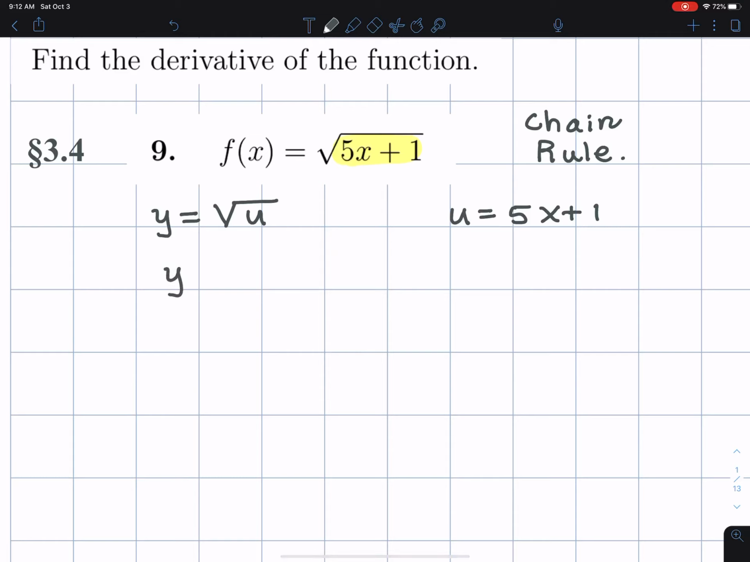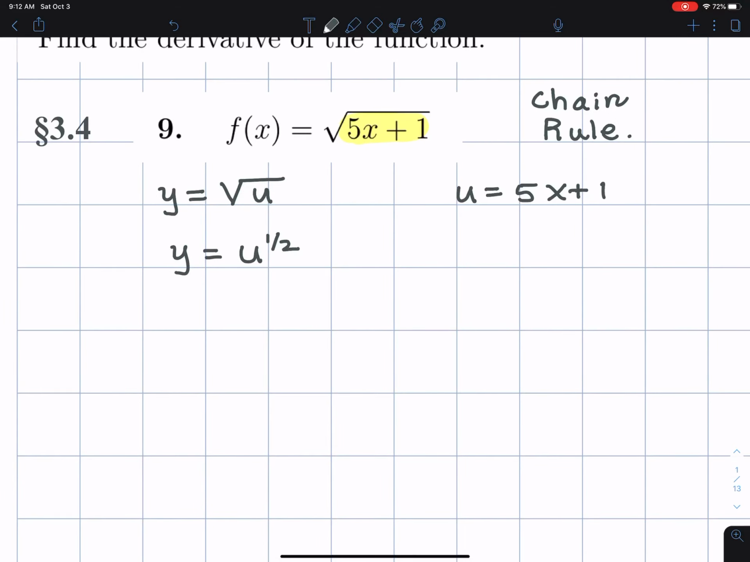Now, before I take the derivative of this first part, I'm going to write this as u to the 1/2. We more or less always want to do that when we're doing the derivative. Now, I can separately find the derivative of each of these and then multiply them together. I'm not going to do that here. I'm going to use the chain rule, but I'm not going to show the work of the derivative of each of those two functions separately.